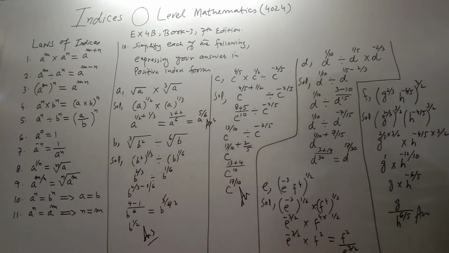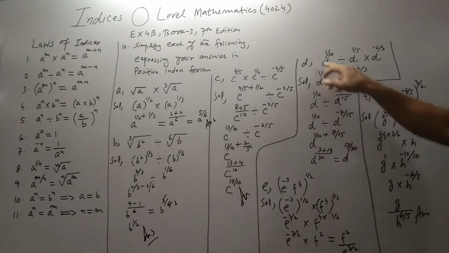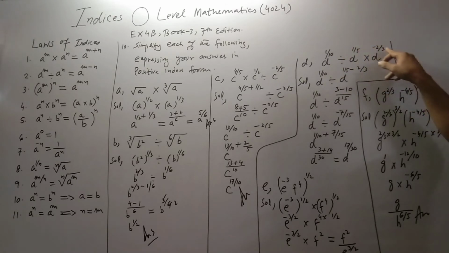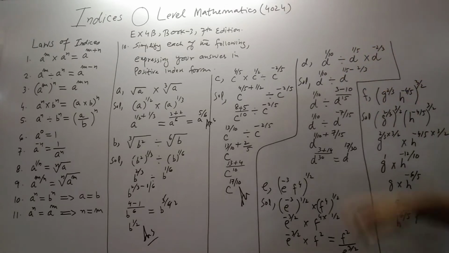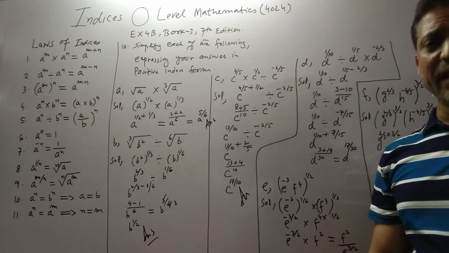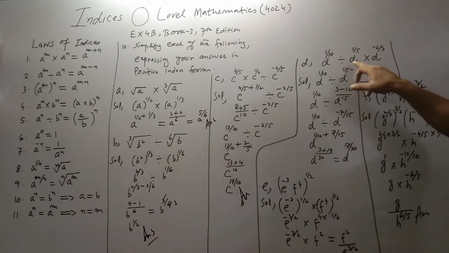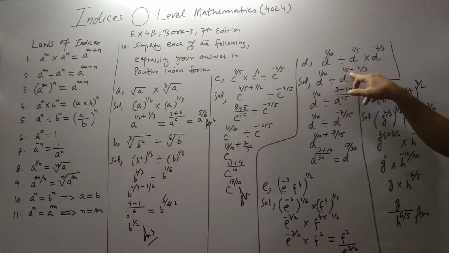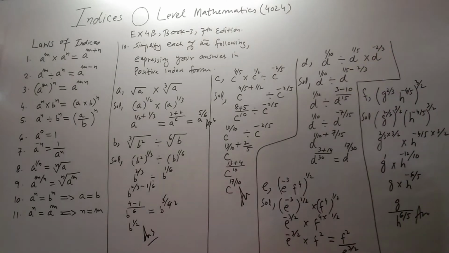Now part number D. Part number D is d to the power 1 upon 10 divided by d to the power 1 upon 5 multiplied by d to the power minus 2 upon 3. D to the power 1 upon 10, first we have to use the BODMAS rule: bracket, of, division, multiplication. So first we simplify these two. How to simplify? Apply law number 1. Bases are same and multiplied, then powers are added.